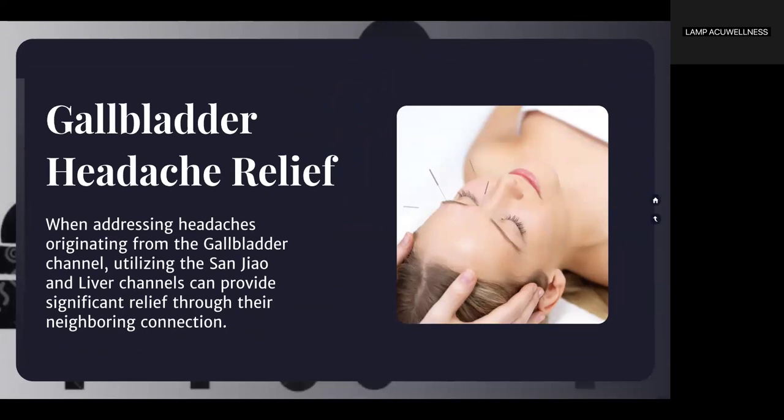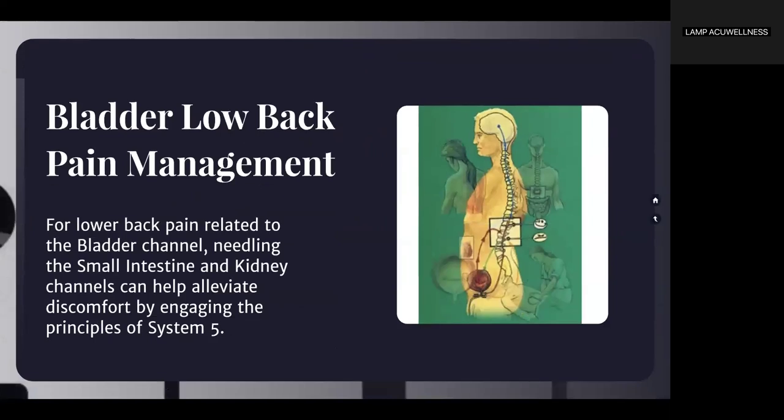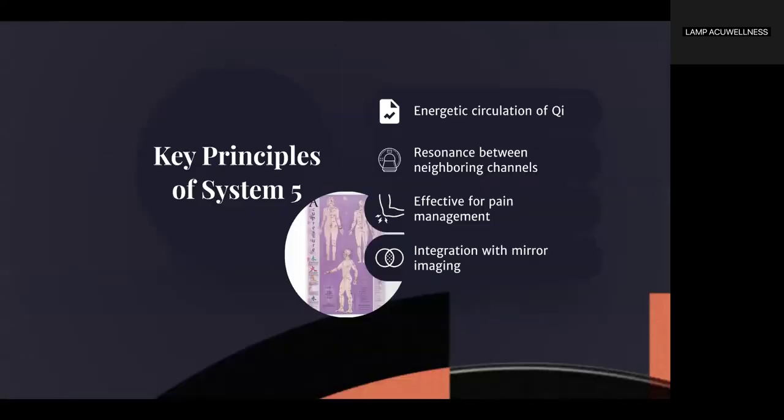When addressing headaches originating from the gallbladder channel, utilizing the Sanjiao and liver channels can provide significant relief through their neighboring connection. For lower back pain related to the bladder channel, needling the small intestine and kidney channels can help alleviate discomfort by engaging the principles of System 5.